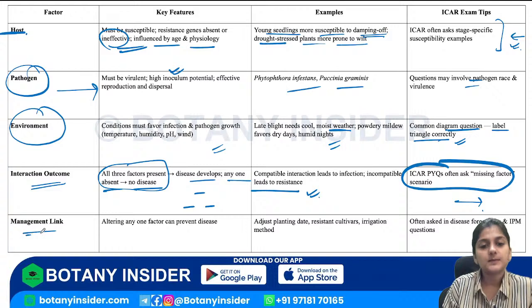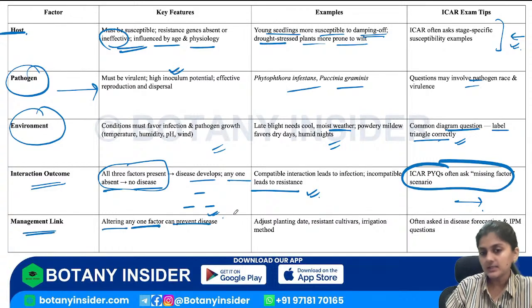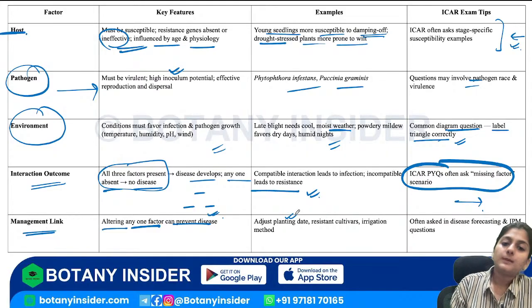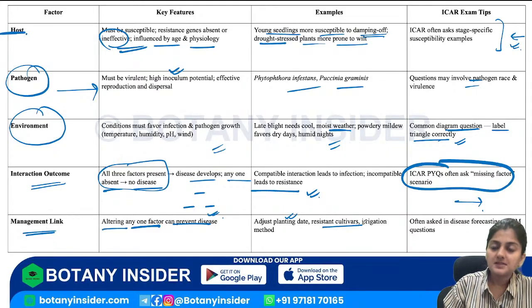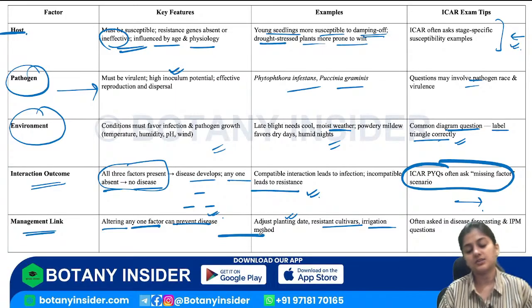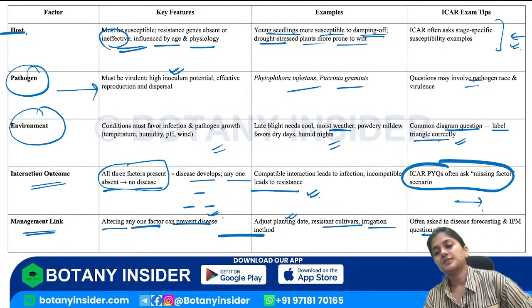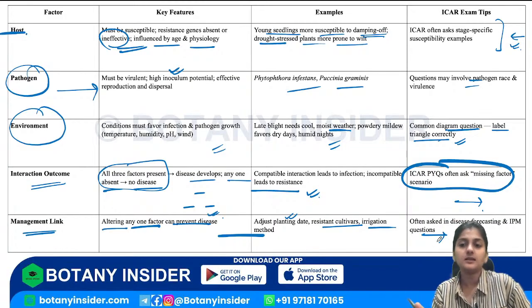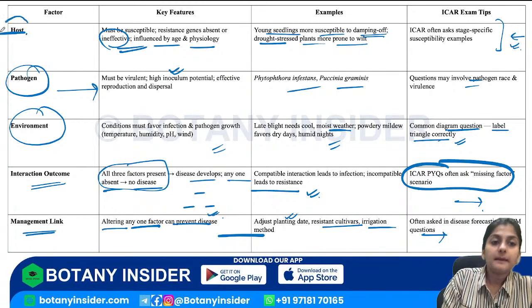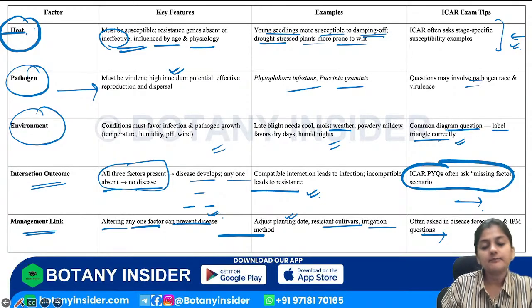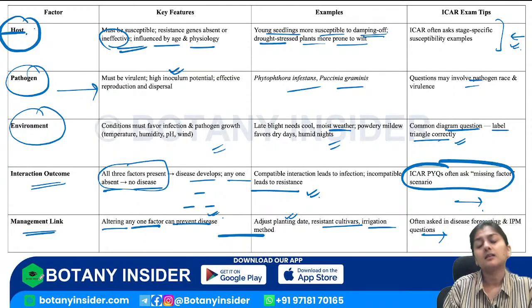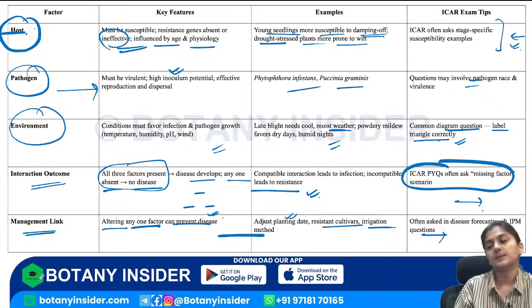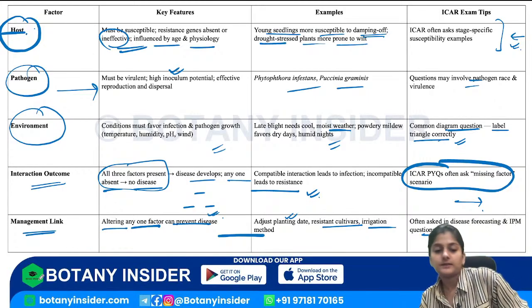Then management link: altering any one of the factors can prevent the disease, such as adjusting the planting date, resistant cultivars and irrigation methods. Questions are also asked majorly from your disease forecasting and IPM topics. Okay, so remember this. These slides have been made with utmost care with the best content possible, so make sure that you remember all of these things.